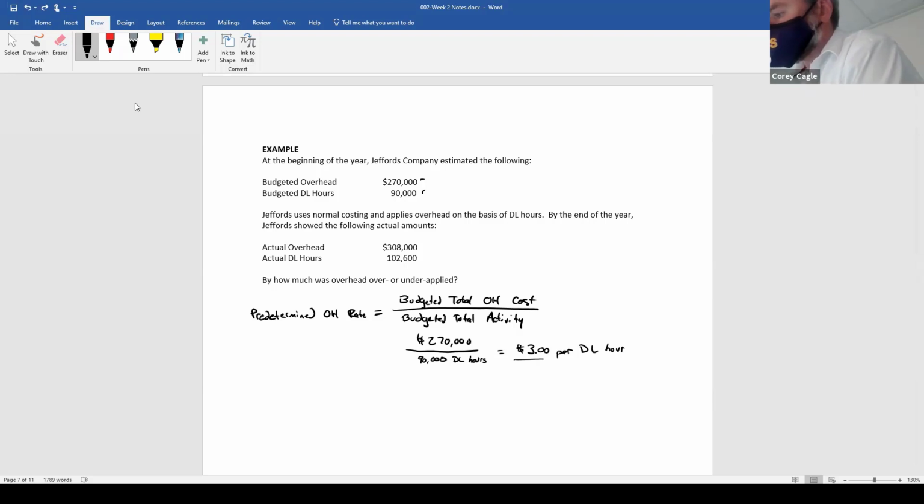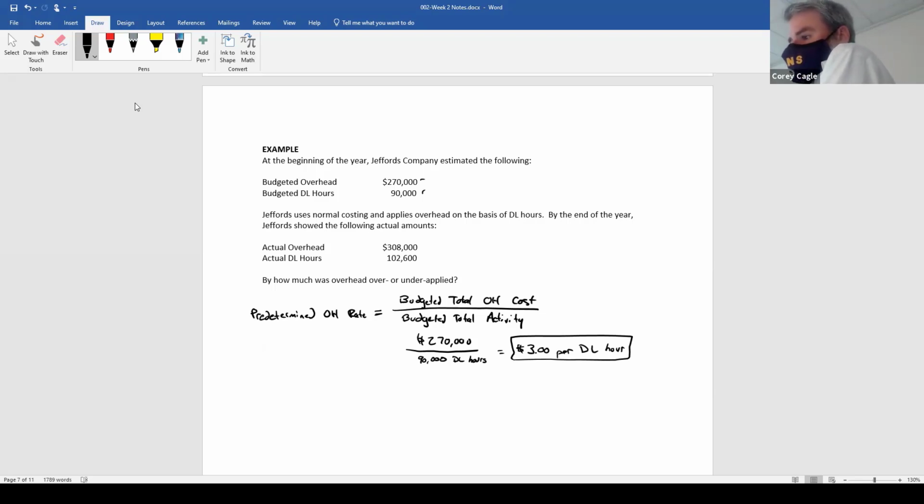So that's something you definitely need to know. That's very basic. That's something you would have talked about in Principles 2, something you would have talked about in cost accounting. It may have been a while though, so we're looking at it again.